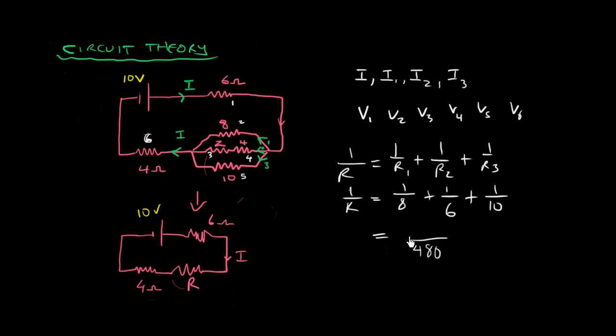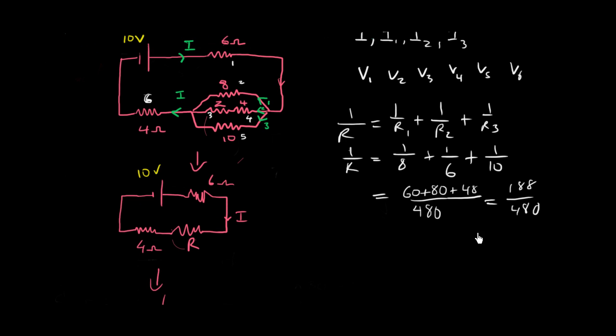So what did I multiply the 8 by to get to 480? Well, times 60. So that's 60. What did I multiply the 6 by to get 480? Well, by 80. So that's going to be plus 80. And what did I multiply the 10 by? By 48. So 48. 80 plus 60 is 140, plus 48 is 188 over 480. Now let's start simplifying this.